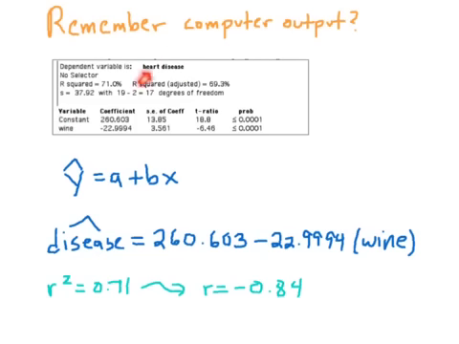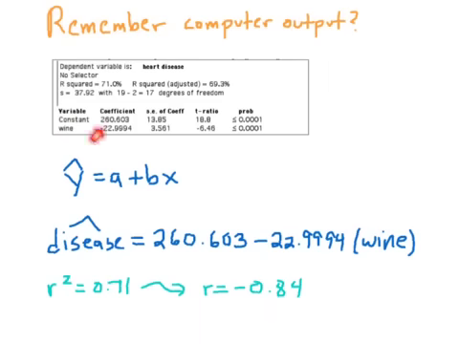That's the y variable, or the response variable. The independent variable, or the explanatory variable, is the amount of wine consumed per capita, I think in liters per year or something like that. So the idea being that the more wine you consume, the less heart disease there is in the country, and there's some data that supports that.